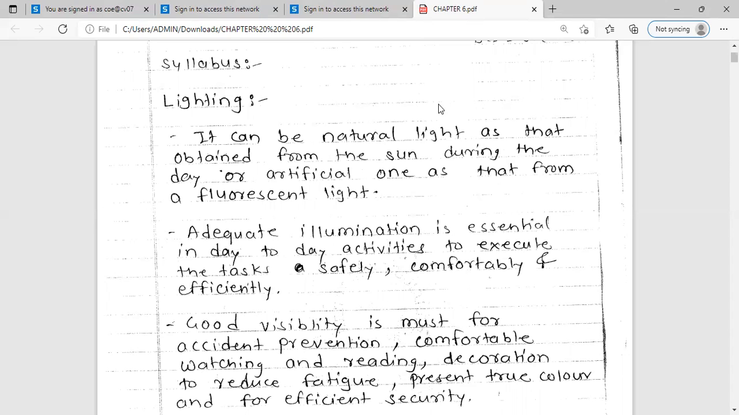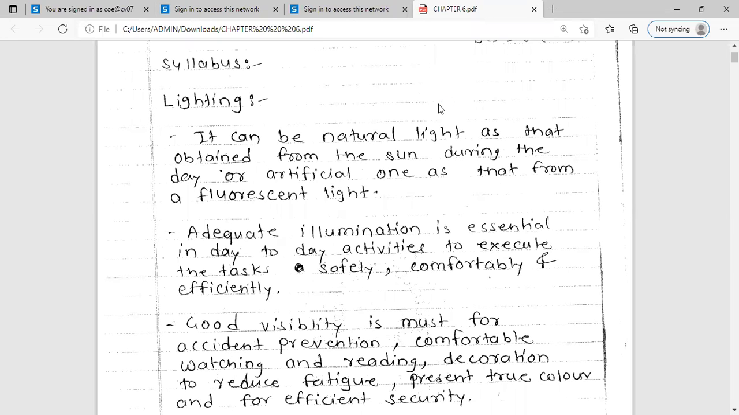Why is lighting required? Necessity of lighting is for getting proper vision, for identifying the proper color, then for getting safety, means to avoid accidents, as well as to get comfortability, as well as to increase the efficiency of the work. Means wherever we are living, working or performing any kind of function, at that time we should have sufficient amount of light.